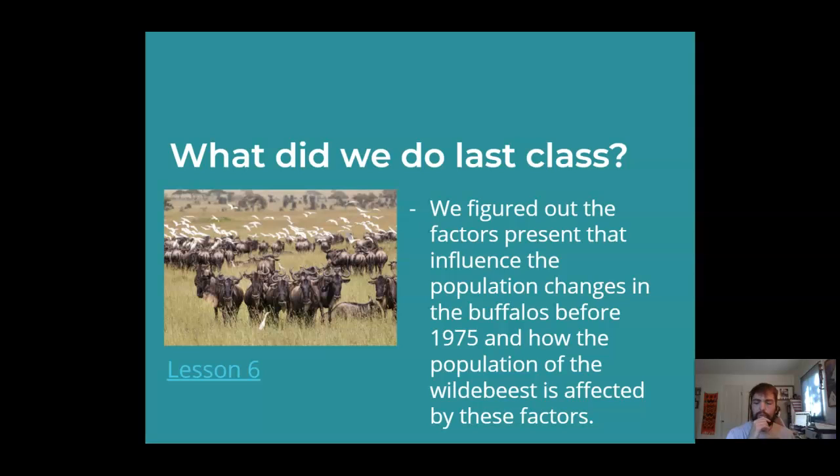Alright, if you'll remember Lesson 6, we figured out factors that influence the population changes in the buffaloes before 1975 and how the population of the wildebeest is affected by these factors. So thinking about the disease in particular, the rinderpest disease, right?